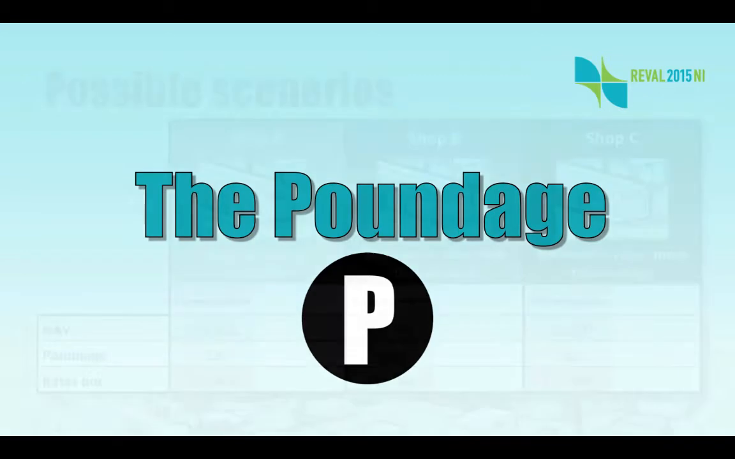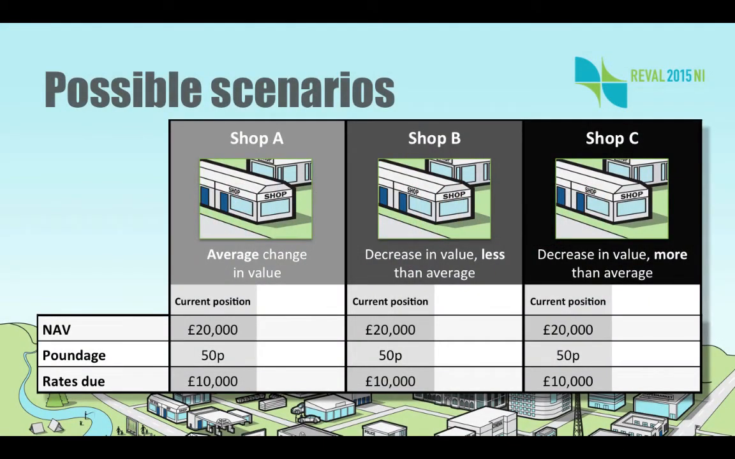Let's look at some examples. Here we have three shops with NAVs of £20,000 each, and between the three of them they generate revenue of £30,000 in total. That's a straightforward £10,000 each. As a result of the revaluation project, the shop NAVs have all been reassessed. In this example, as the total value has fallen at an overall Northern Ireland level, so the rate poundage has had to increase. Shop A, the NAV is reduced to £10,000 after revaluation.